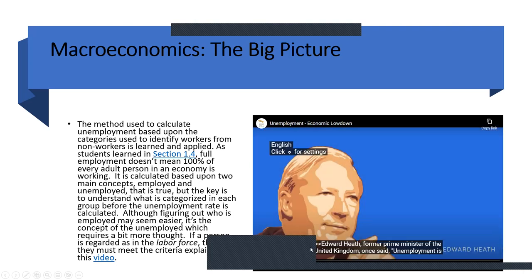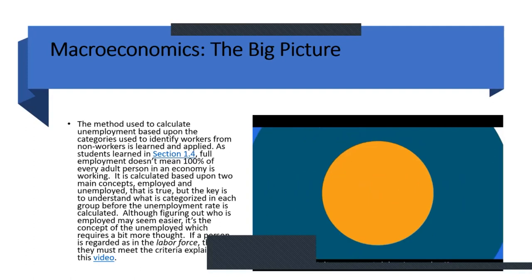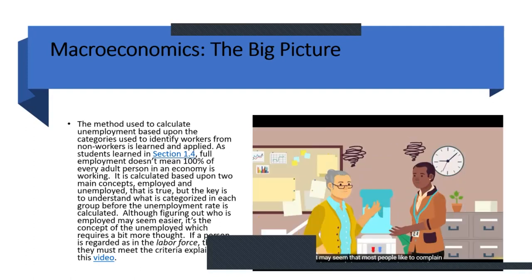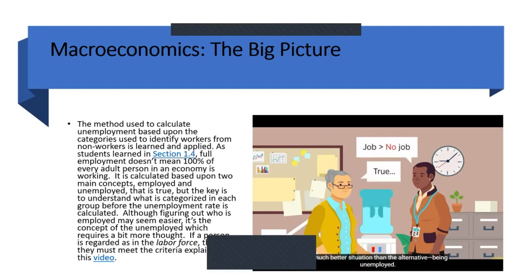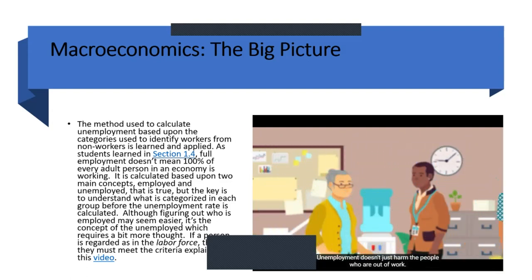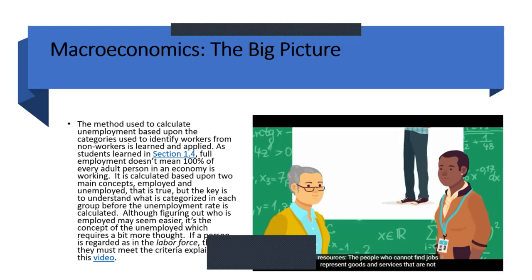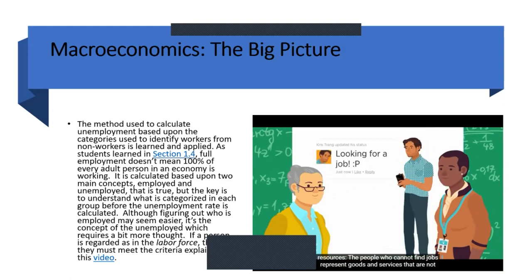Edward Heath, former Prime Minister of the United Kingdom, once said, "Unemployment is of vital importance, particularly to the unemployed." It may seem that most people like to complain about work, but most do see having a job as a much better situation than the alternative, being unemployed. Unemployment doesn't just harm the people who are out of work. Economists warn that it is also harmful to society overall because it represents unused resources. The people who cannot find jobs represent goods and services that are not being produced.